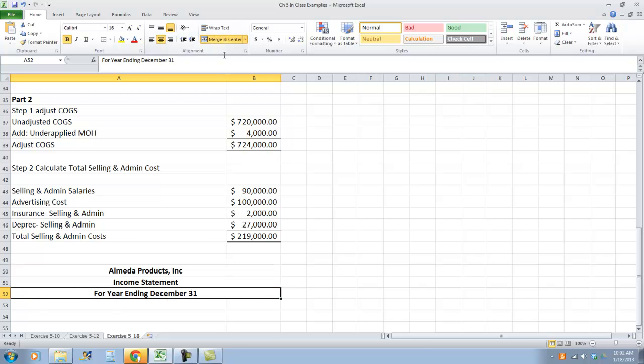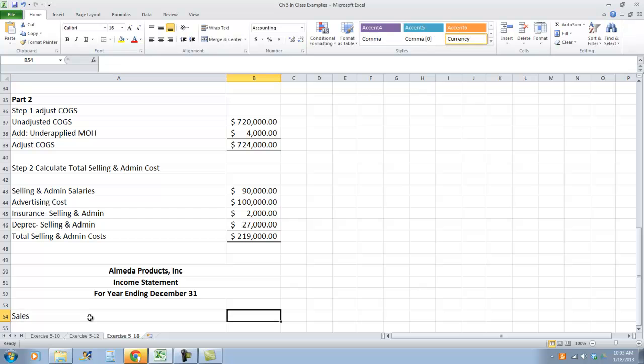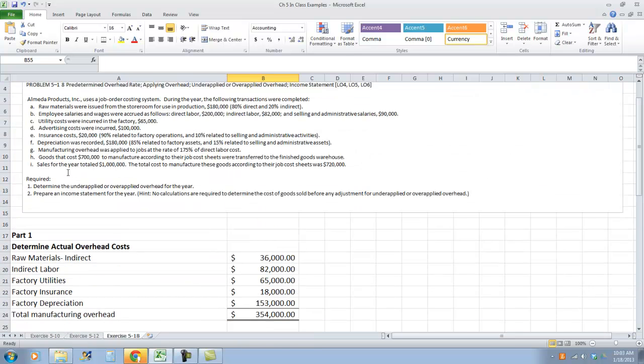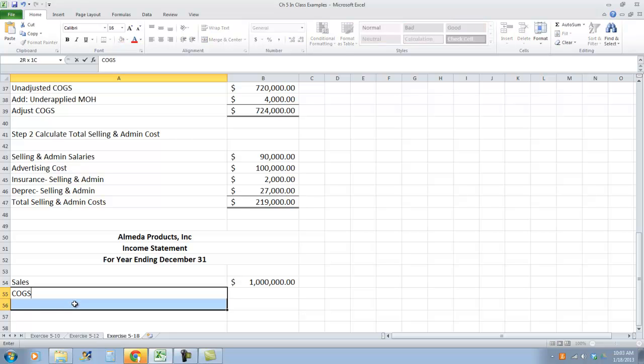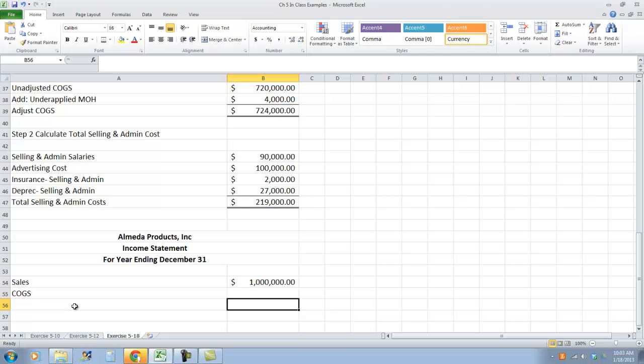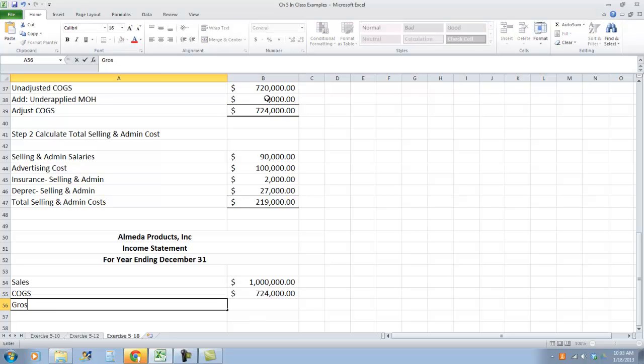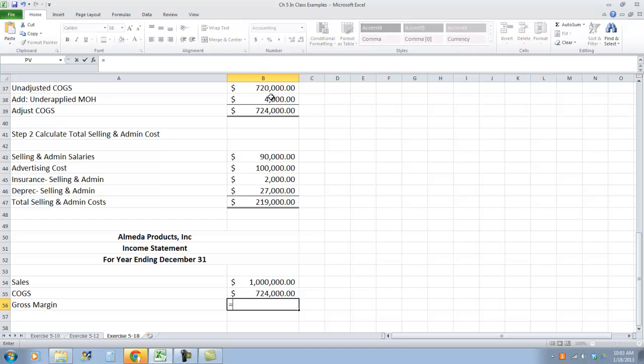All right. So we're going to have sales, and our sales were $1 million. That was given in the problem. Sales for the year were $1 million. Cost of goods sold. Now we're going to take our adjusted amount that we calculated here, and then we're going to come to gross margin equals that minus this.